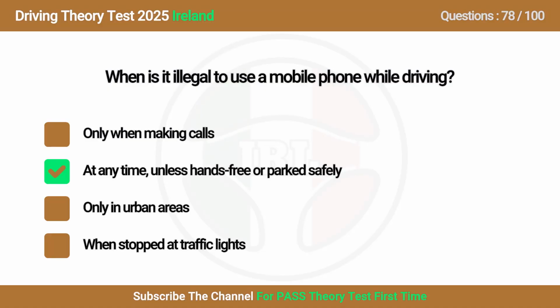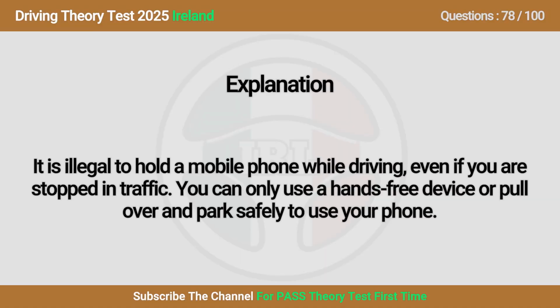Answer is B. At any time unless hands-free or parked safely. It is illegal to hold a mobile phone while driving, even if you are stopped in traffic. You can only use a hands-free device or pull over and park safely to use your phone.